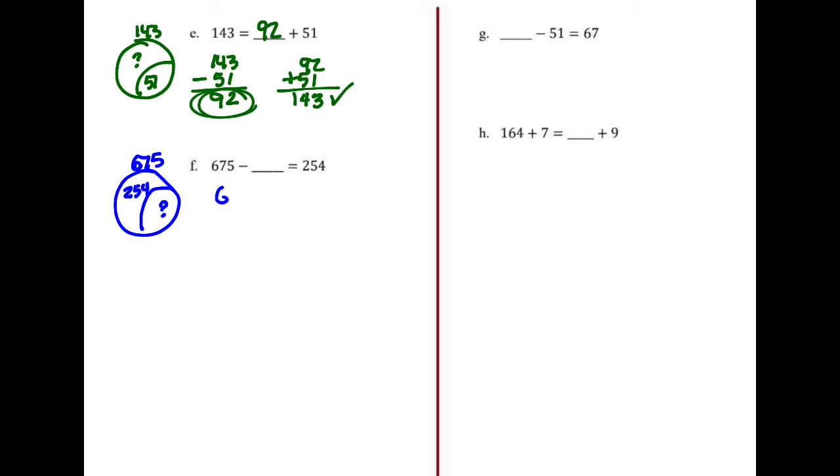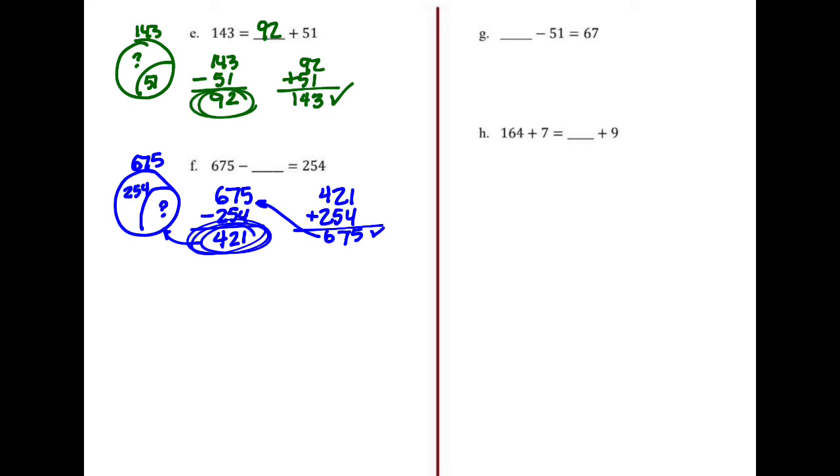Our biggest number is the 675, that's the whole. You minus one of the parts, you will get the other part. Subtracting here, you don't have to borrow at all, which is nice. So 421 should be that part. Let's find out. So 421, 254, we're checking. And we get that, so it checks. That is our answer.